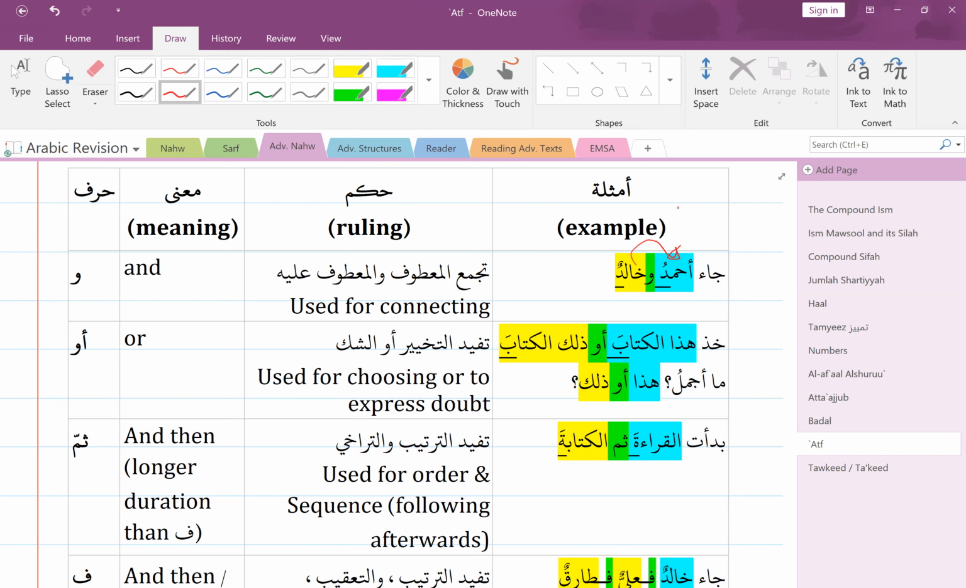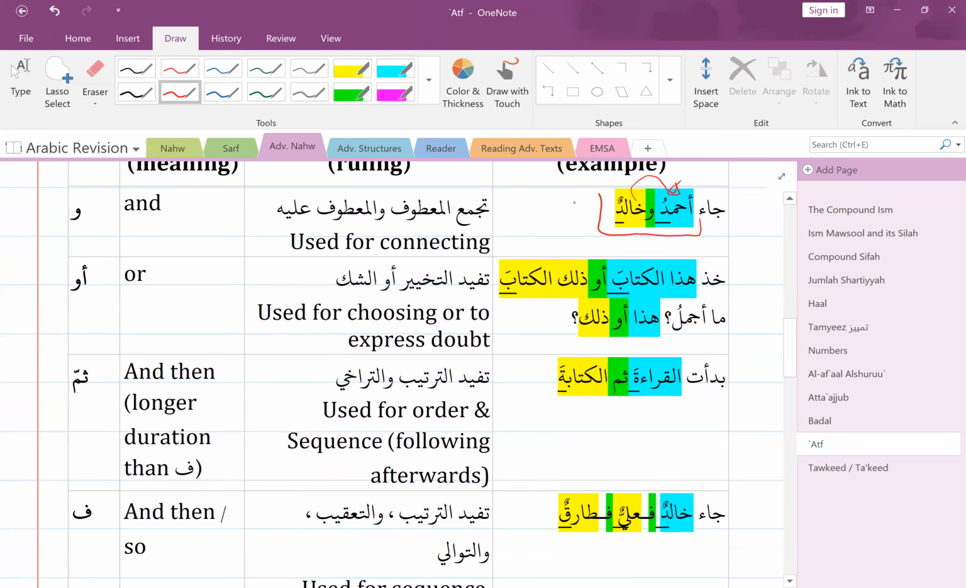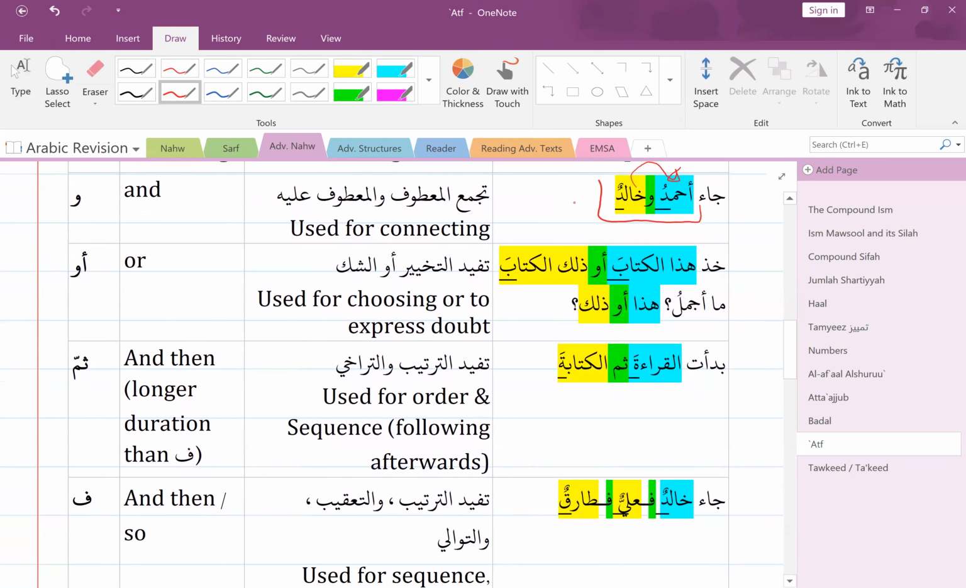Okay, so you can see isim and isim. We've connected. And now in that case, this whole bucket becomes the fa'il. The fa'il of ja'a. Okay, so that's wow, harf atf.